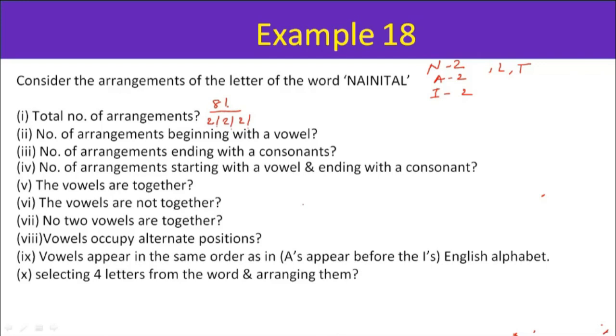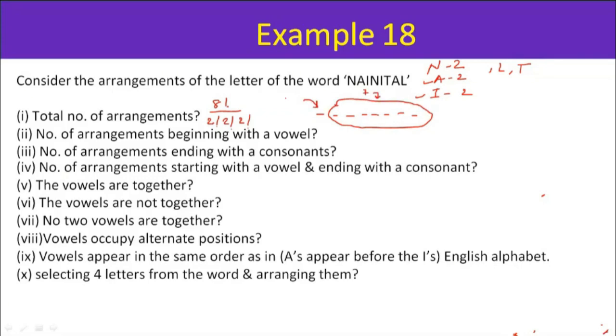So second question, total number of arrangements beginning with a vowel. Okay. So how many vowels do we have? We have 2 vowels. One is A and second is I, right? This question says number of arrangements beginning with a vowel. You have 8 letters, right? The remaining 7 letters could be anything, right? There are no conditions attached to these 7. The only thing is this has to be a vowel.